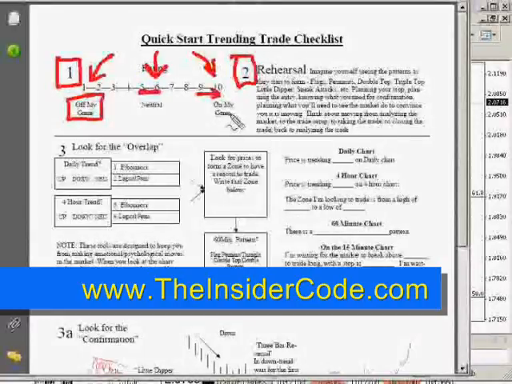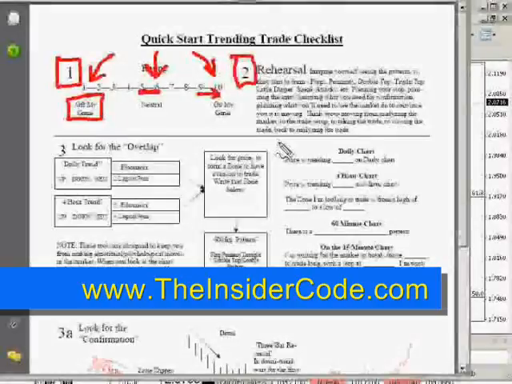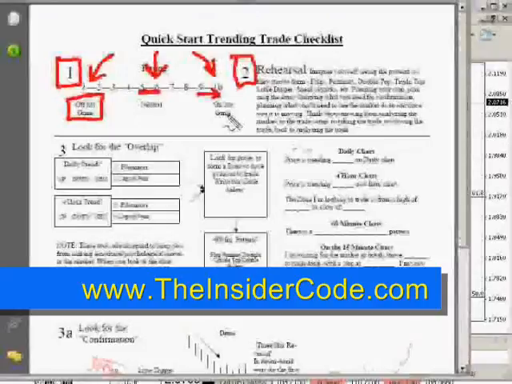Now in the rehearsal section, this is where you start to visualize the different patterns and the different possibilities that can come about in the marketplace. This will be easier for you once we're done with this Fast Start video and once you're done with the discs from the kit. But for now, just know that before you get started in the morning, you should spend some time thinking about what you think the market can do.